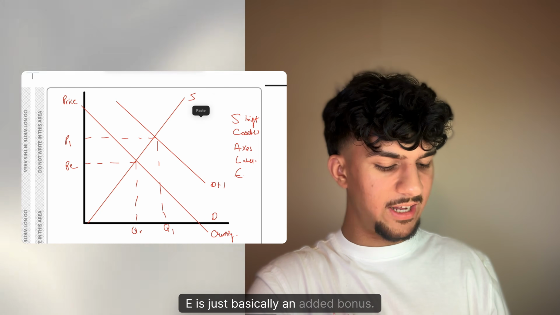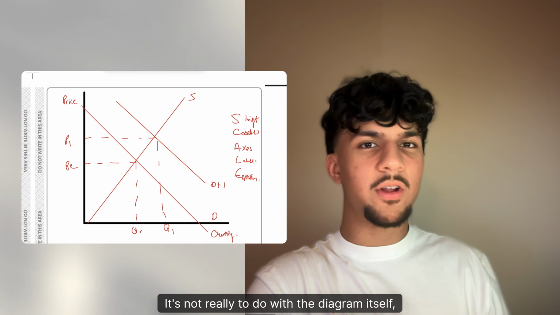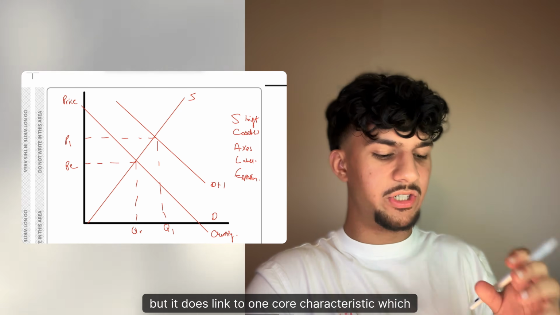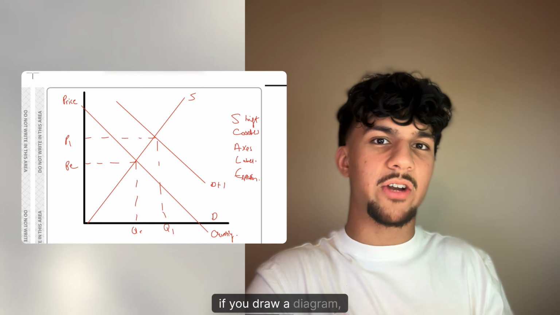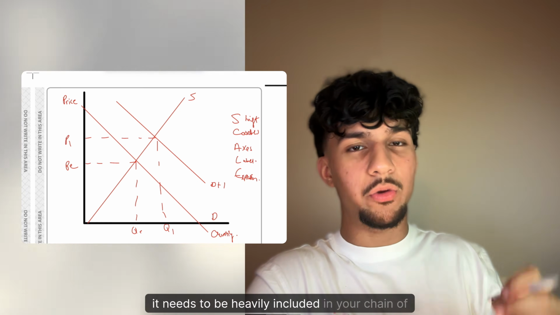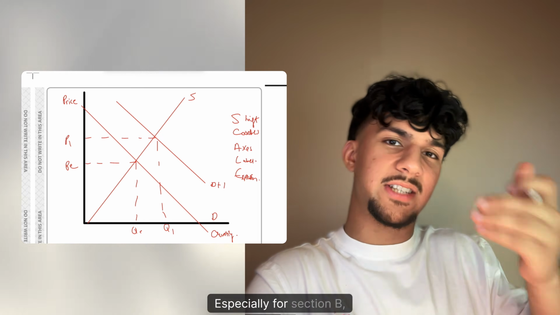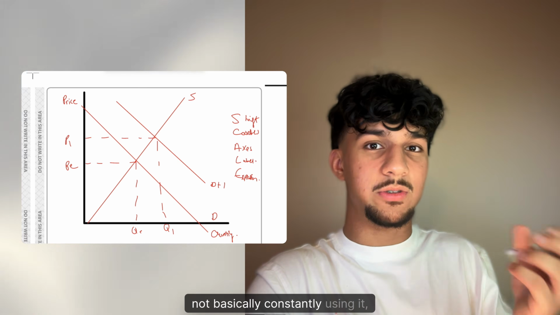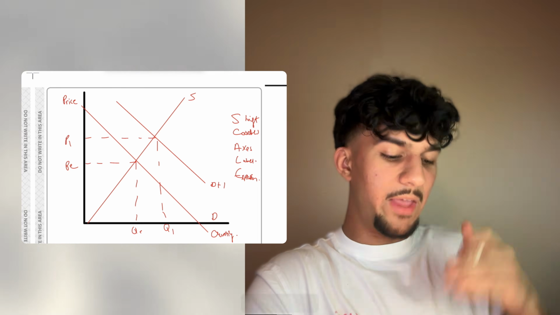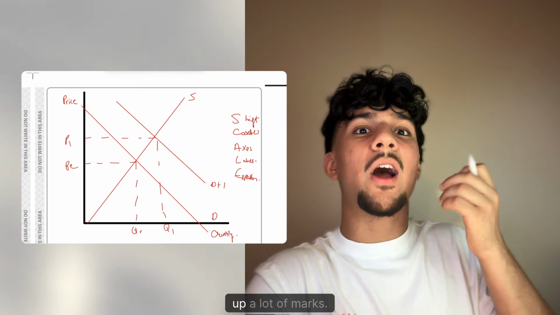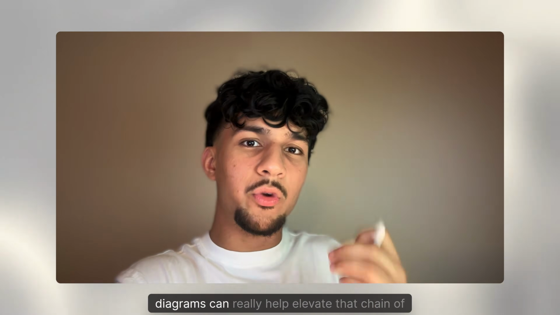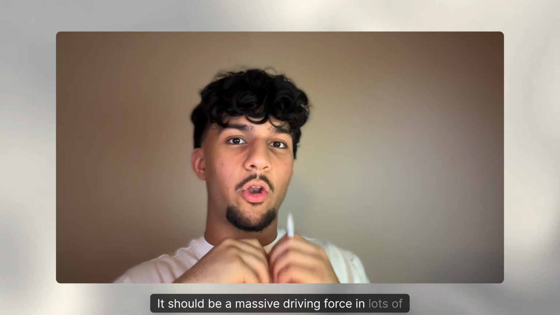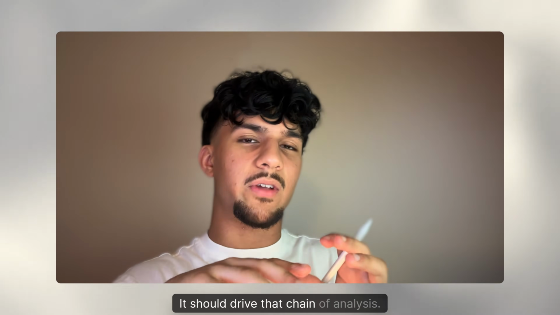E is just basically an added bonus. It's not really to do with the diagram itself, it's explanation, but it does link to one core characteristic, which is if you draw a diagram, it needs to be heavily included in your chain of analysis, especially for section B, section C. There is no point in drawing a diagram if you're not constantly using it, constantly quoting out of it. You haven't exhausted the diagram, because that is how you pick up a lot of marks. Diagrams can really help elevate that chain of analysis. It should be a massive driving force in lots of your essays. It should drive that chain of analysis.